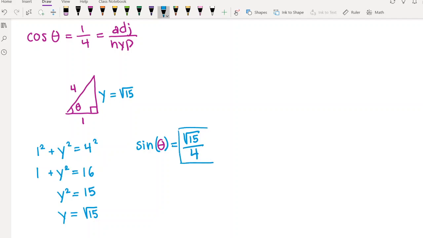So we'll come back to this idea a little bit more next week, but I just wanted to give you a preview so you can start thinking about how you can also use right triangles to figure out different things about inverse trig functions.